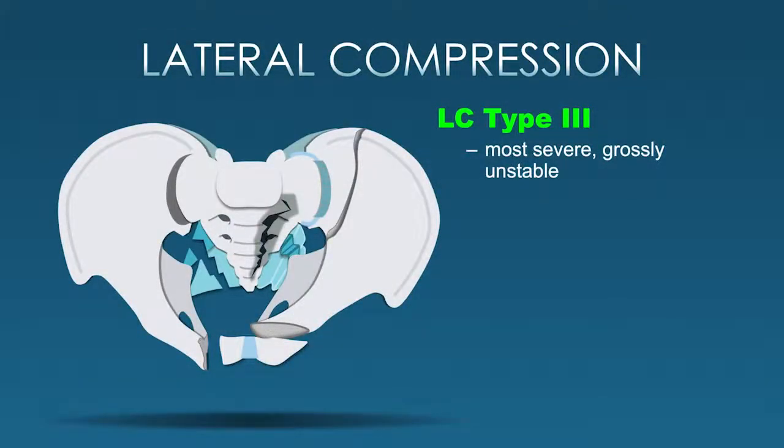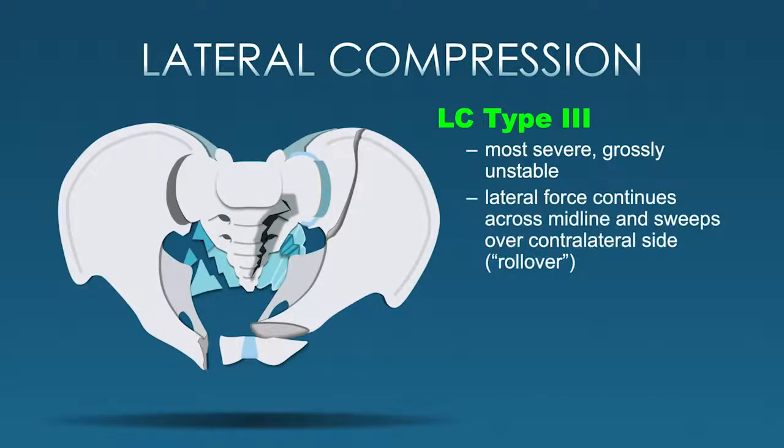The type 3 fracture is the most severe and is a grossly unstable fracture. You have injuries that we've just seen with the type 2, but the fracture now goes all the way across the midline and causes basically what we would see in a rollover, a contralateral fracture that looks like an anterior-posterior compression. So let's break this down.